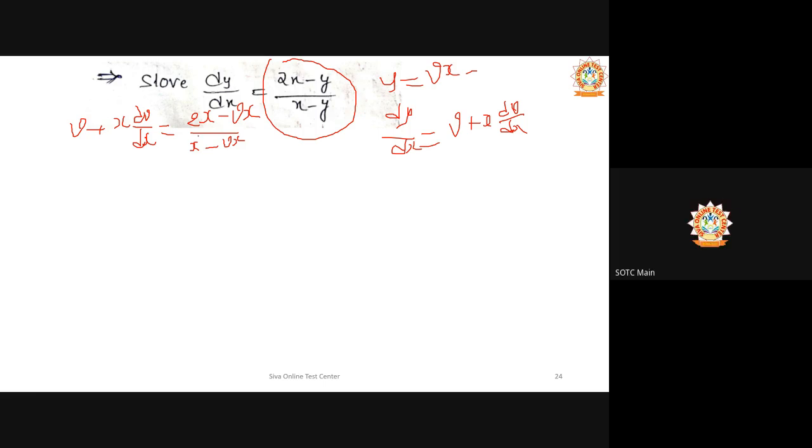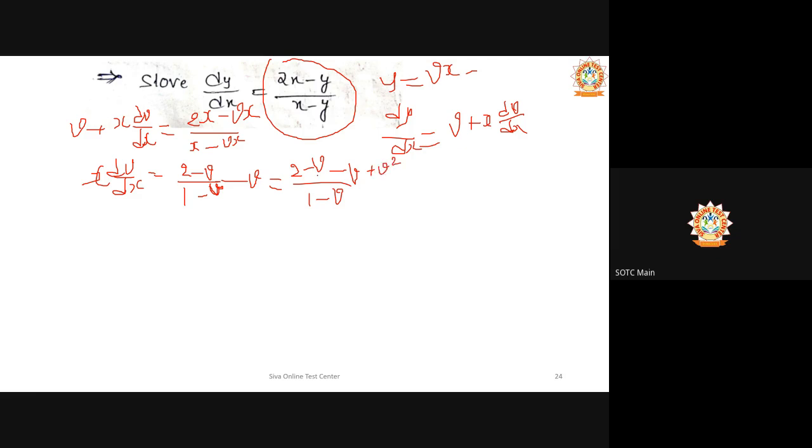X. Yes, if you take x common, send this v to that side, keep x dv by dx equal to, taking x common, 2 minus v divided by 1 minus v. So x gets cancelled, and plus v comes to this side, becoming minus v. Now take the LCM, which is 1 minus v. It will become 2 minus v minus v into 1 minus v, which is minus v plus v square.